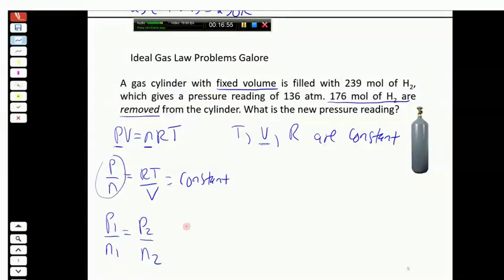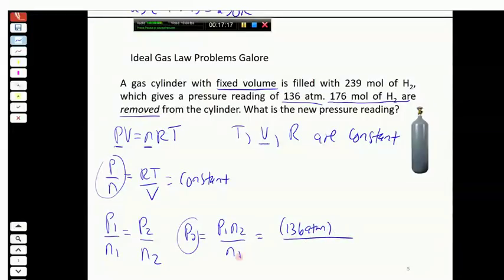And what we're solving for here is the final pressure, P2, which is going to be P1 times N2 over N1. So we just solve for what we're asked for, which is the final pressure, the new pressure reading, and we just start plugging in the numbers. Now we know that our initial pressure is 136 atmospheres, so we can plug that in. Our initial number of moles down here, N1, we're told directly is 239.